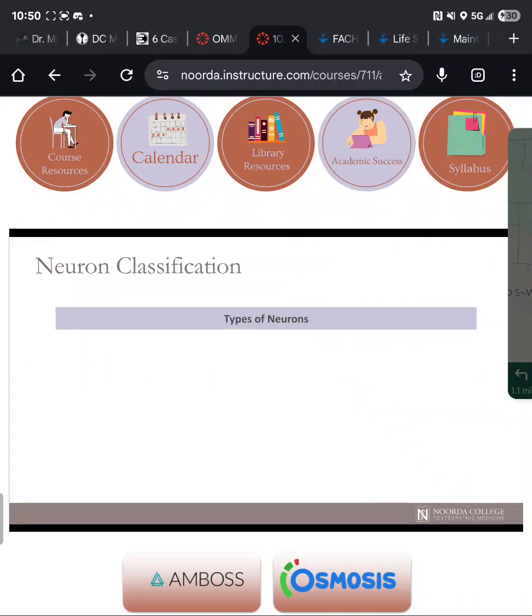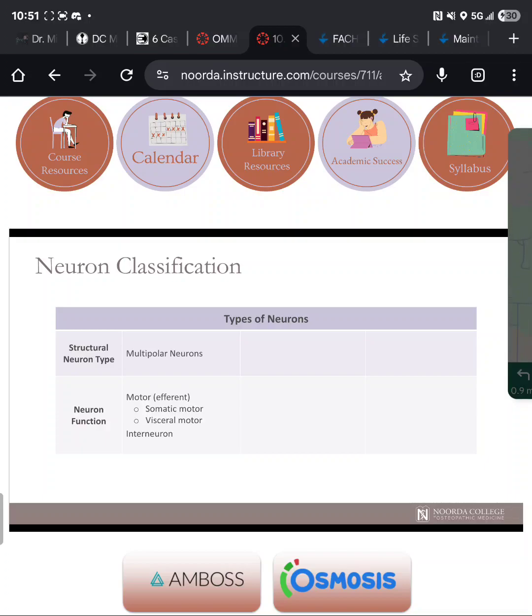So let's classify these different types of neurons based off of their structural neuron type and then what the function of that type of neuron is. One of the types of neurons are multipolar neurons, and these are the most abundant in the nervous system. All of the motor neurons in the body are multipolar neurons. So that includes somatic motor neurons that go to skeletal muscle, as well as visceral motor neurons that go to smooth muscle, glandular tissue, and modified cardiac muscle. Multipolar neurons are also used as interneurons to communicate between different neurons.